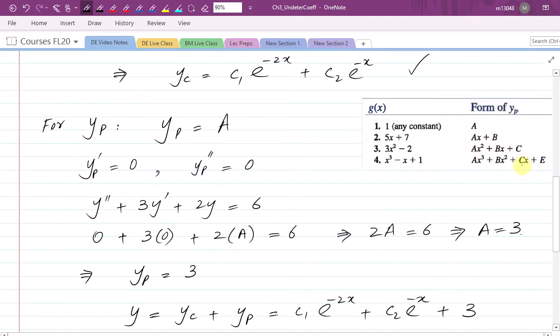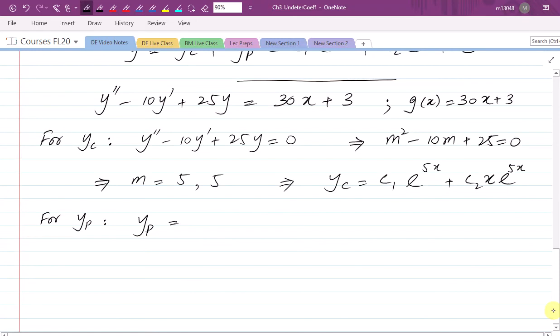Always these constants should be general. Don't use 5 and 7 on this side, please. So we will never use these constants here. We will find them by taking the derivative, substituting into the equation, and then comparing. Okay, we find a, b, c by this process. If we fix them already, like if I use 5 and 7 here, then there is nothing to find. Okay, so we will start with ax plus b.